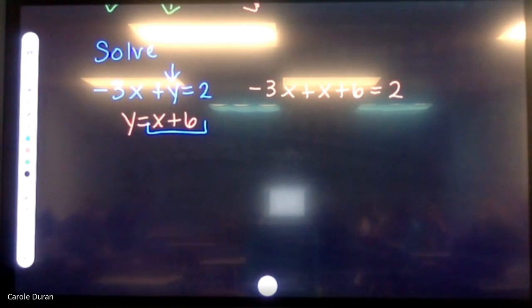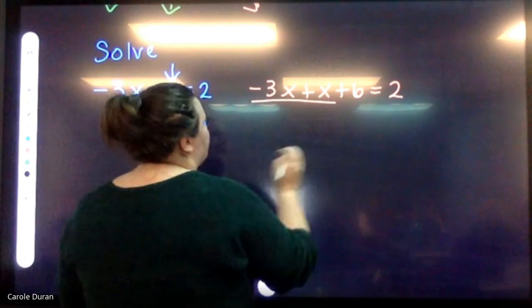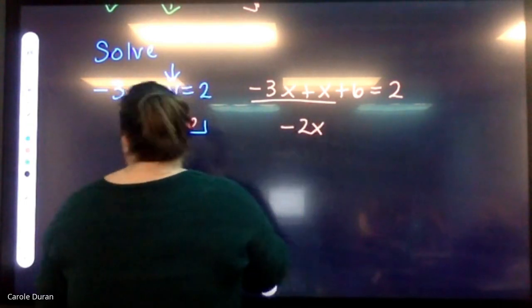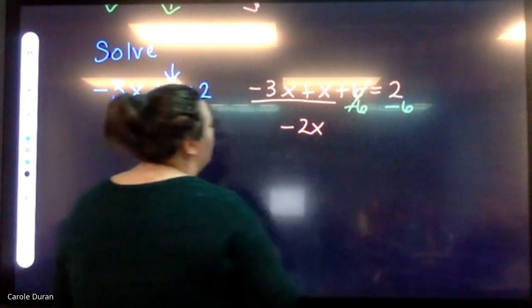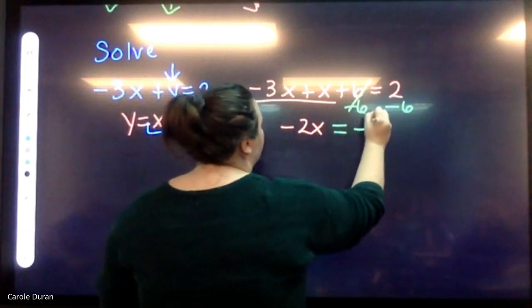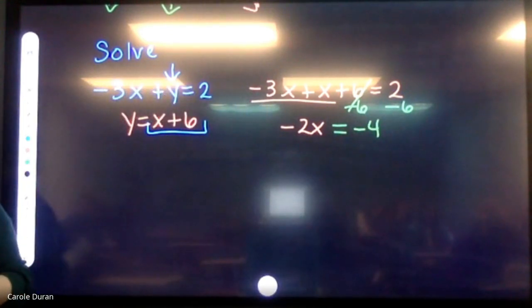Is everyone okay with that? Now what am I going to do? What do you guys think? So combine like terms and solve for x, because that's the only variable I have present. So I'm going to put the negative 3x and the x together to get negative 2x. Then I'm going to go ahead and subtract the 6 across to the right-hand side. And when I do, I get negative 2x equals negative 4, because 2 minus 6 is negative 4. And then what am I going to do?